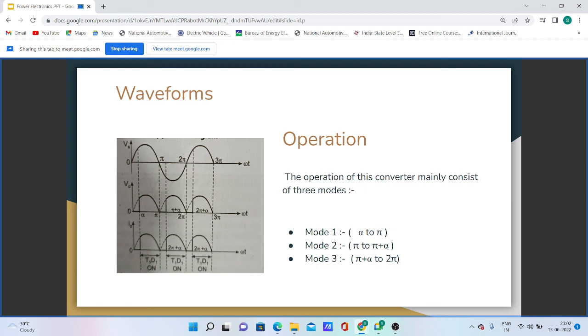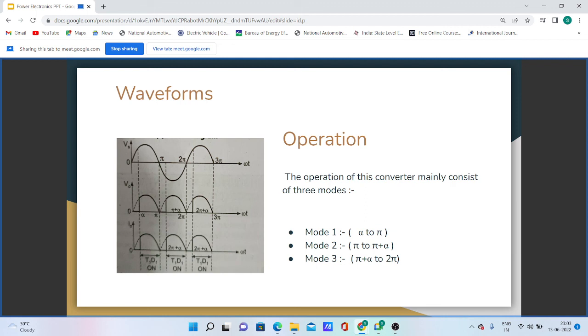In mode 1, during the positive half cycle of the AC input voltage, thyristor T1 and diode D1 conduct, and thyristor T1 is fired at omega t equals alpha. Therefore, the average output voltage is equal to the instantaneous supply voltage, and load current flows through T1, R, D1 and back to the supply again.